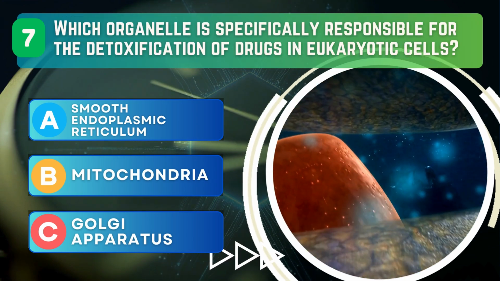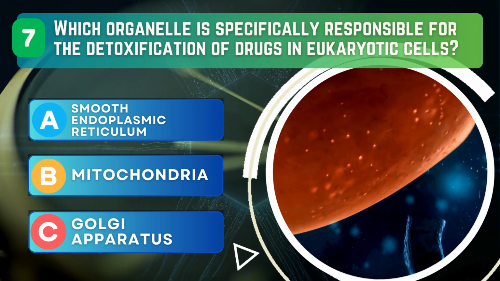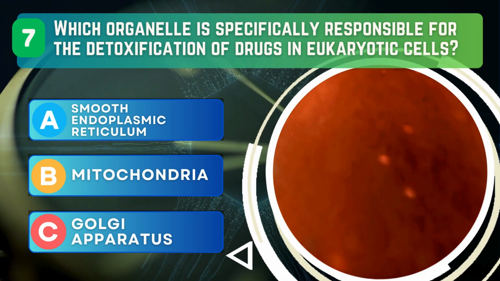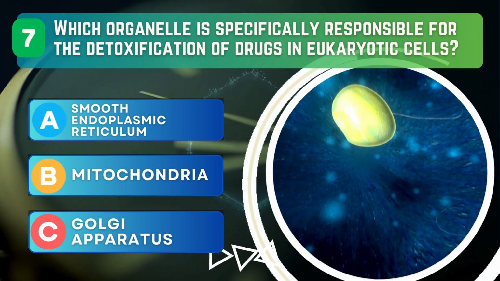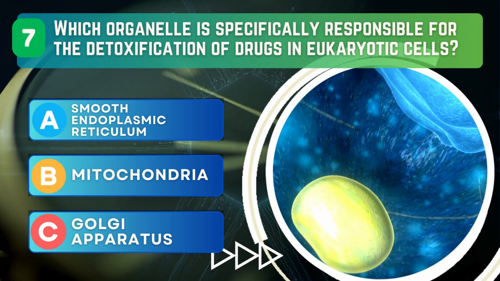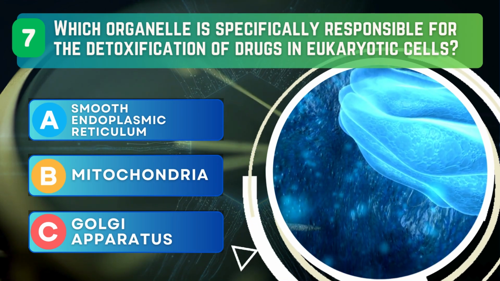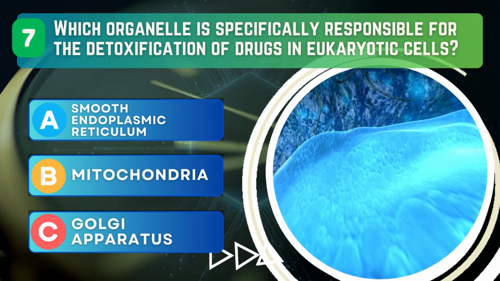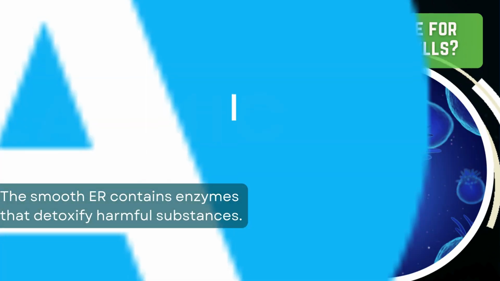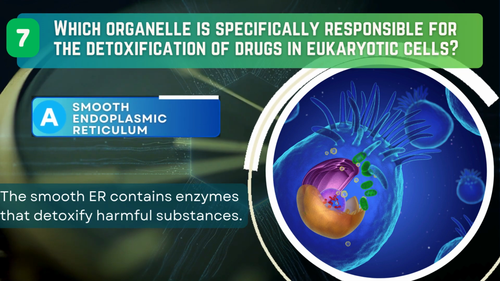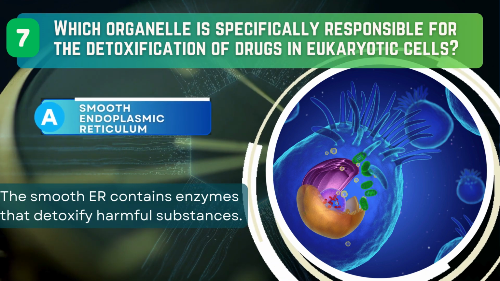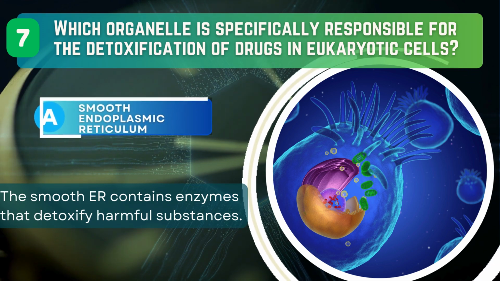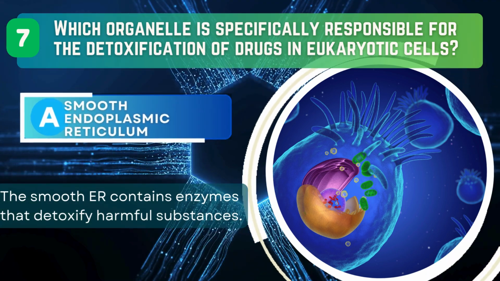Which organelle is specifically responsible for the detoxification of drugs in eukaryotic cells? Smooth endoplasmic reticulum. The smooth endoplasmic reticulum contains enzymes that detoxify harmful substances.